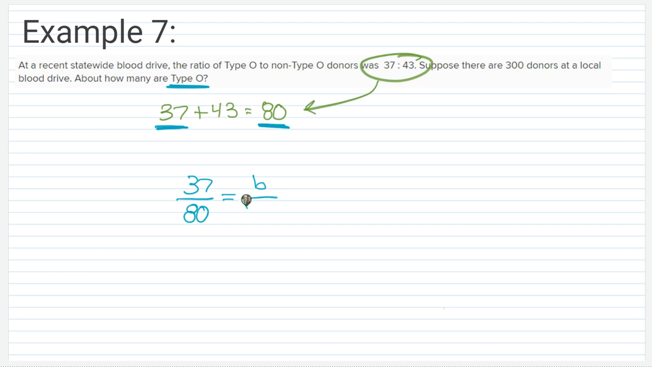And then we have a total of 300. So we're trying to figure out of 300, how many were type O. So again, to set up this ratio, we put the number of type O donors on the top. Again, it's unknown in this other situation. And then we have our total number of donors on the bottom.